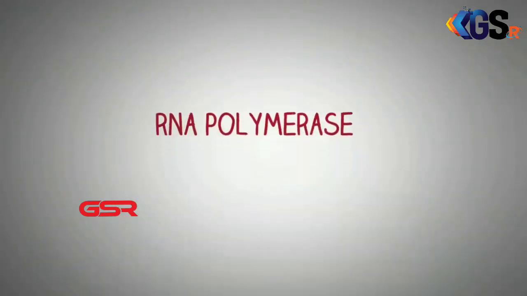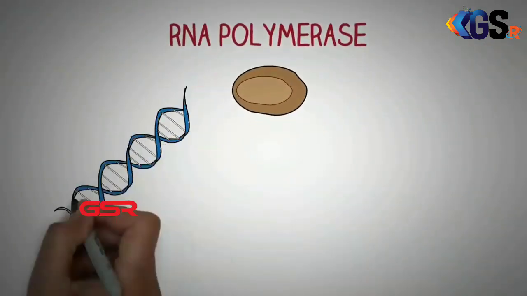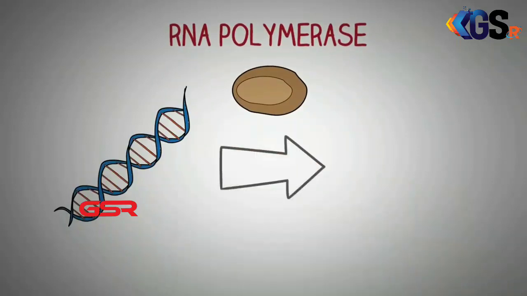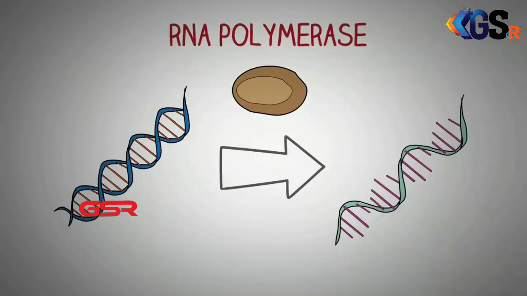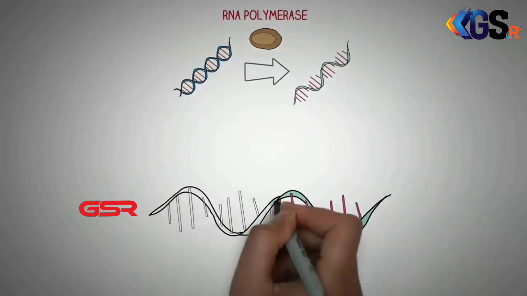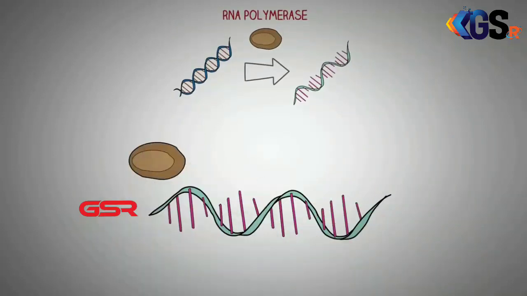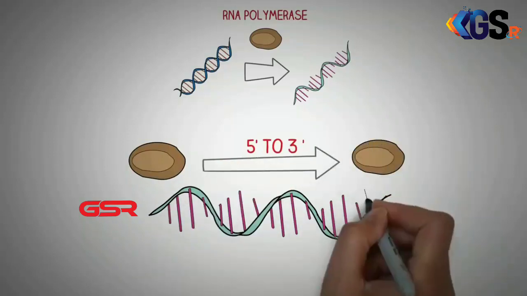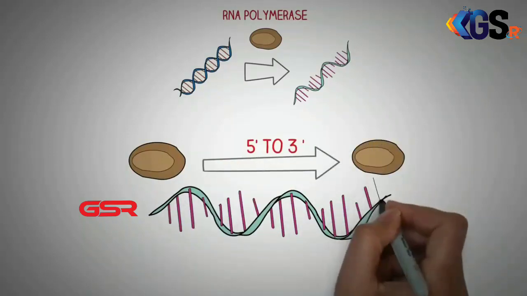Now the main enzyme that is involved in this process of transcription is the RNA polymerase. The RNA polymerase has the main job of copying the information of the DNA to a new RNA molecule. RNA polymerase builds the new strand from the 5' to the 3' direction, adding new nucleotides to the 3' end.